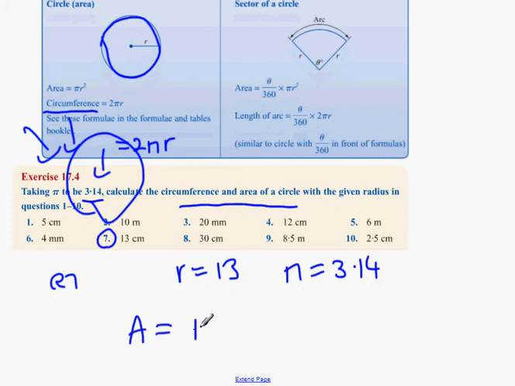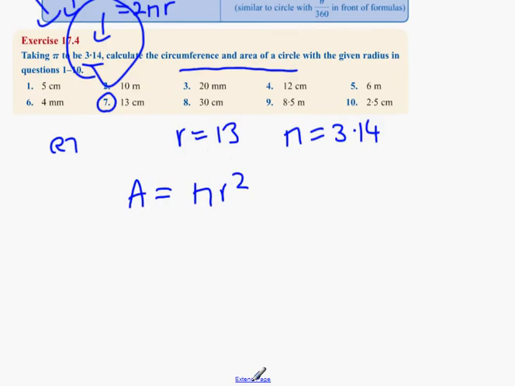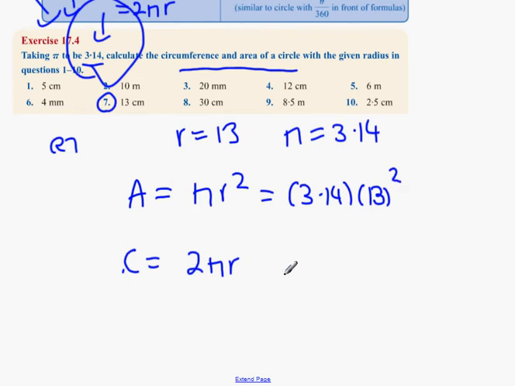Area equals pi r squared. Circumference equals 2 pi r. Okay? So it's going to equal 3.14 times 13 squared. You got it? And the other one? 2 times 3.14 multiplied by 13, okay, and not squared, just r. Now put them into the calculator.